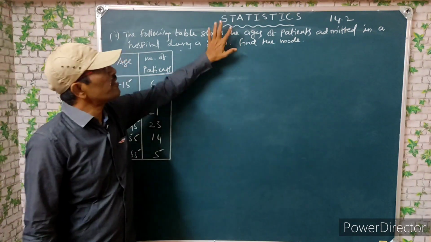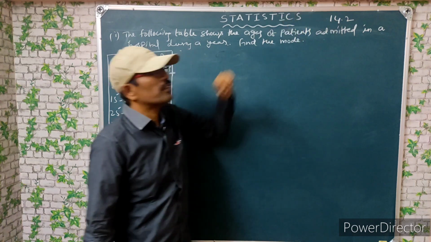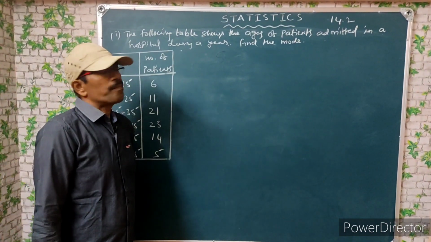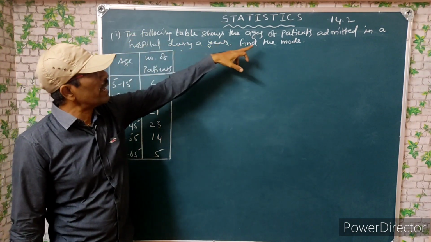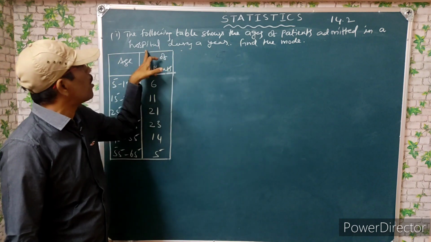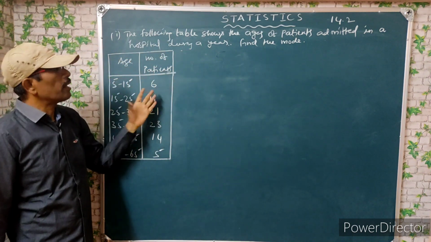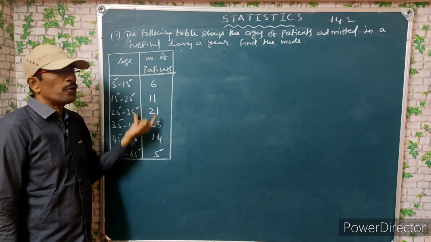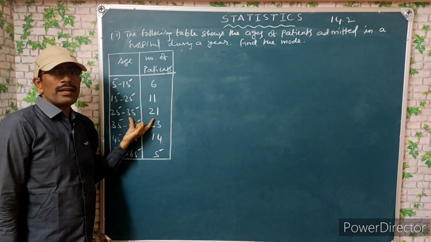Okay, this is the first problem in exercise 14.2 in statistics. How to find the mode of a data? This is the question. The following table shows the ages of patients admitted in a hospital during a year. Find the mode. You are given a table showing ages and number of patients. This is a group data and you have to find the mode for this group data.